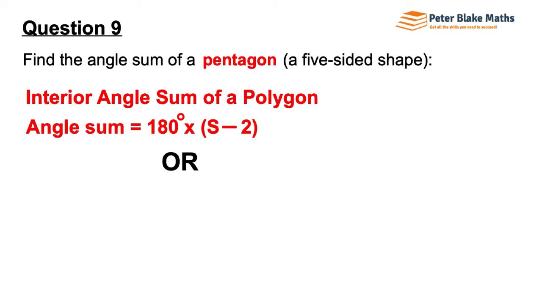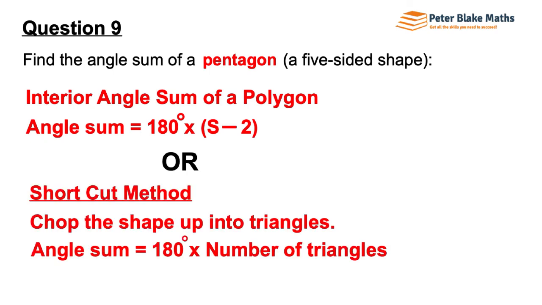Or we've got a different method as well, which is a shortcut method of chopping up the shape into a number of triangles, then multiplying 180 by the number of triangles that we chop it up into to find the angle sum that way. I'll show you how that works as well.